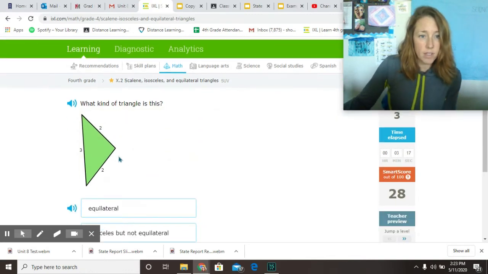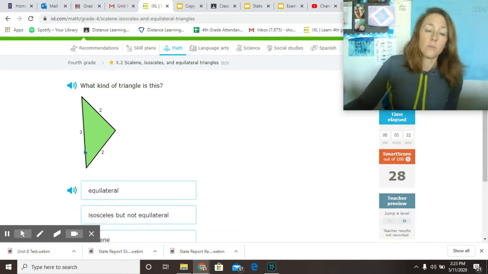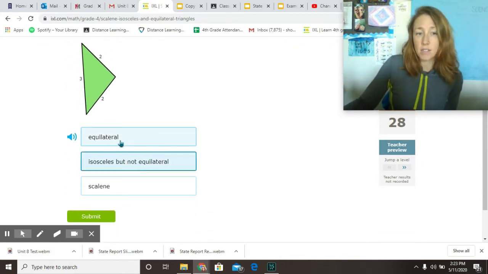What kind of triangle is this? Well, I have 2, 2, and a 3. So I have two equal sides. Two equal sides is isosceles. It's not equilateral. To be equilateral, I have to have all three equal.